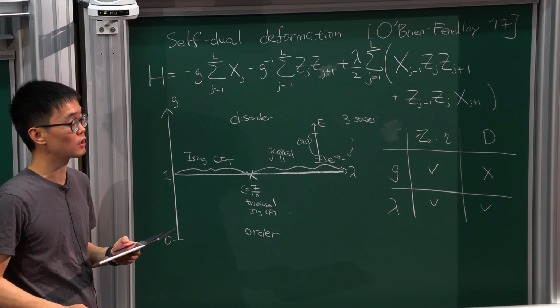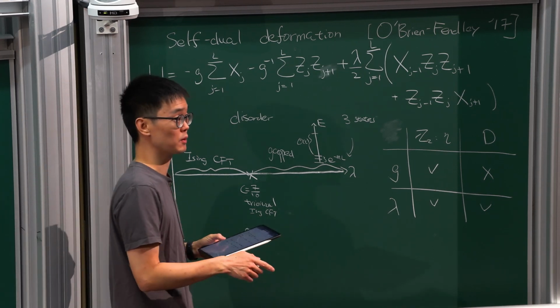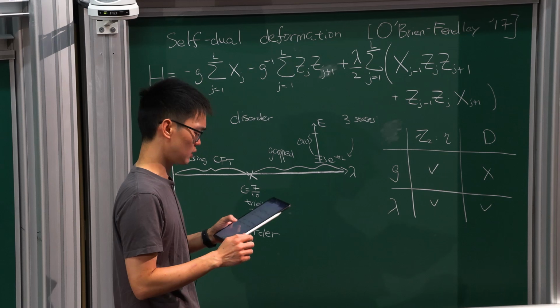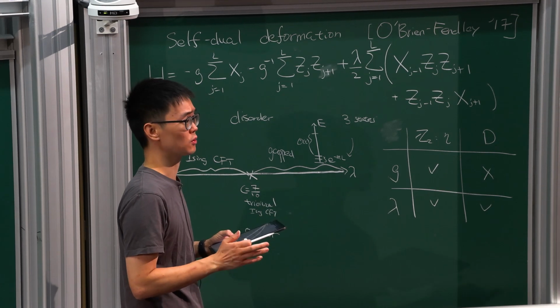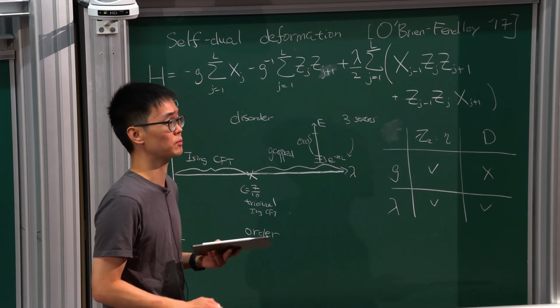Which paper is that? The paper by Michael Levin. Yeah, it's in 2019. It's called Comments on Order and Disorder, something like that. It's a single author paper by Michael Levin.